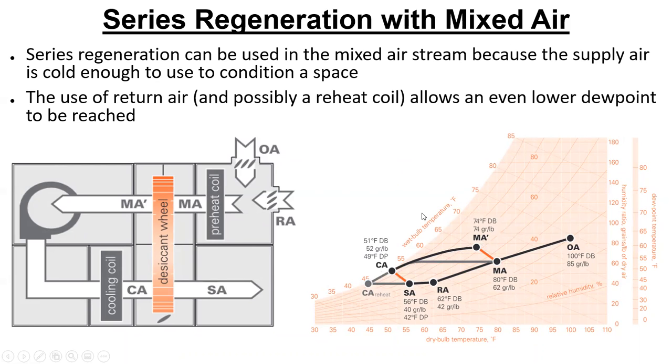Okay, so let's look. Over here, we've got our outside air coming in, and we've got return air ducted back from our space. So guess what? We've got a mixing problem. Down here we're showing return air, and over here we're showing outside air. We draw a line between the two points, and then we do our mixing.